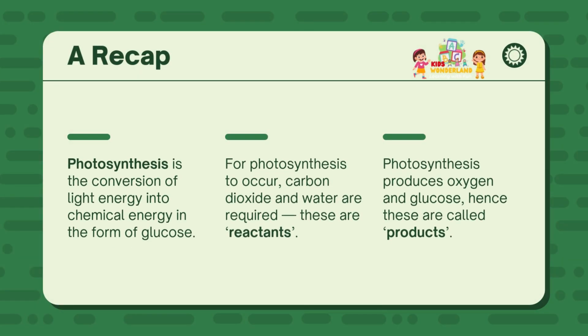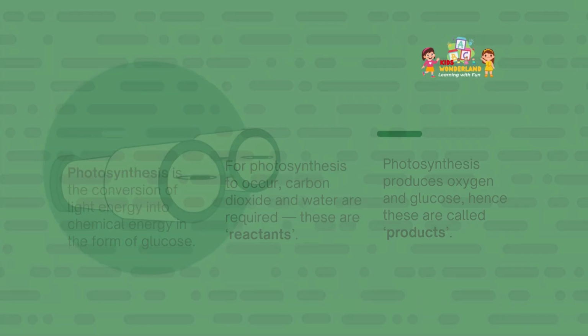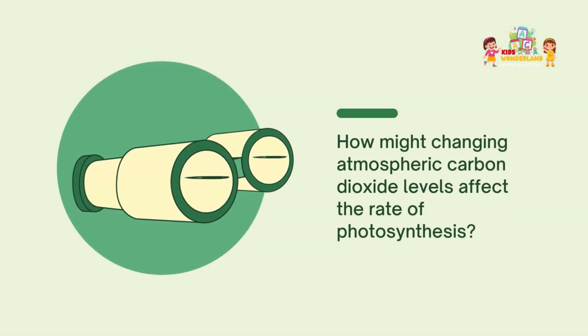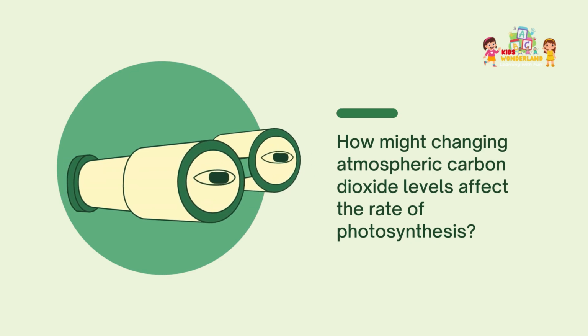A recap. Photosynthesis is a conversion of light energy into chemical energy in the form of glucose. For photosynthesis to occur, carbon dioxide and water are required. These are reactants. Photosynthesis produces oxygen and glucose, hence these are called products. How might changing atmospheric carbon dioxide levels affect the rate of photosynthesis?